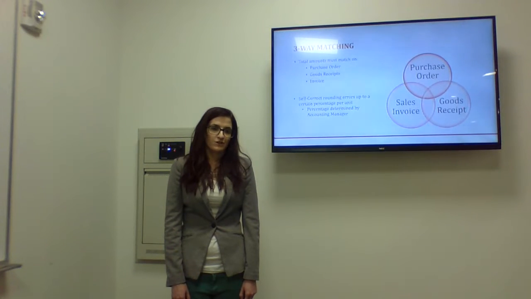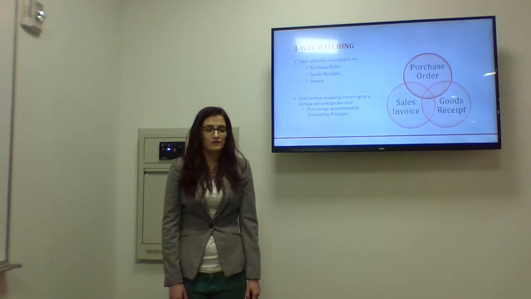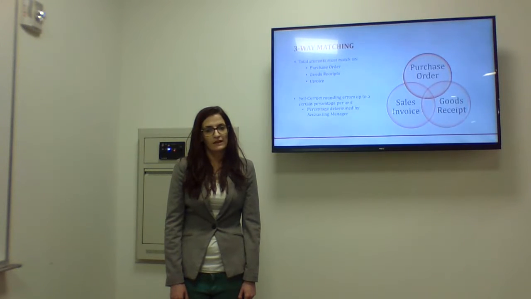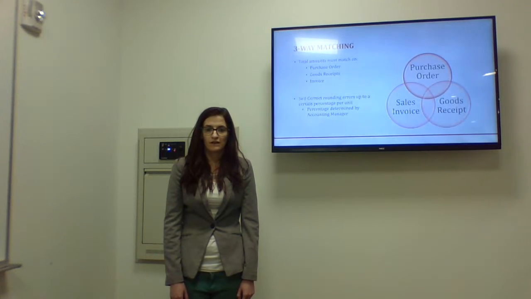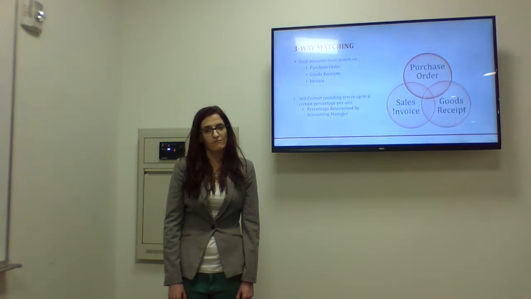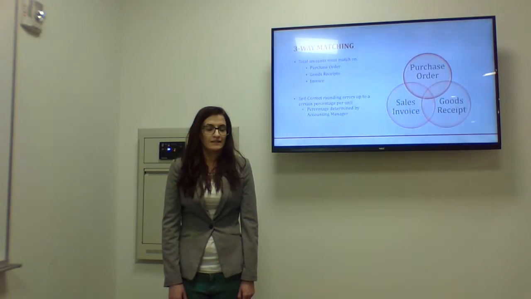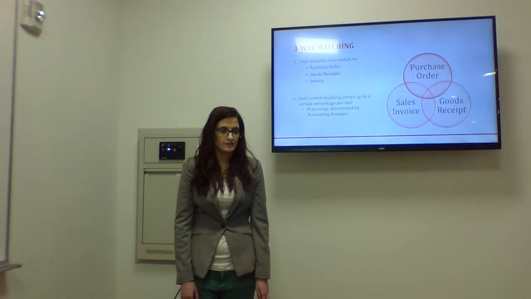In this situation, your management may decide that you as the accounts payable clerk can self-correct these rounding errors up to a certain percentage of the unit cost per item. In my case, I was able to correct up to 5% of each unit cost, and I did not have to seek further approval for this.